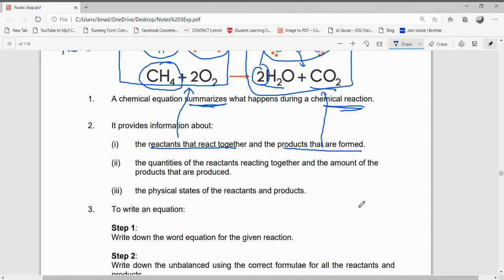And it also tells you the quantities. Check out the numbers here. These are the quantities. And the physical states. I will discuss this later.